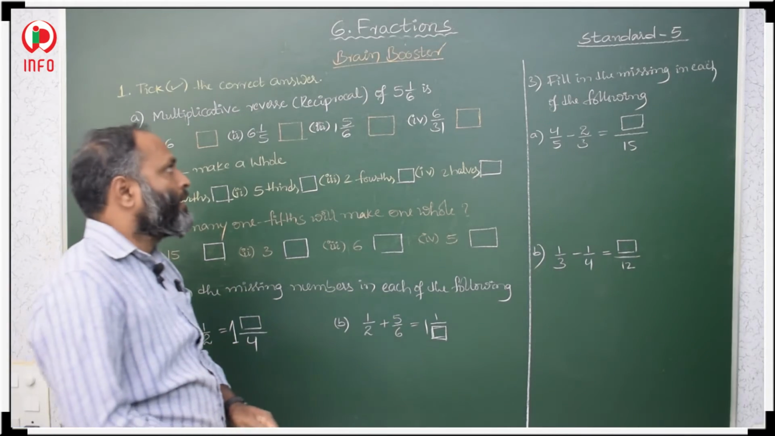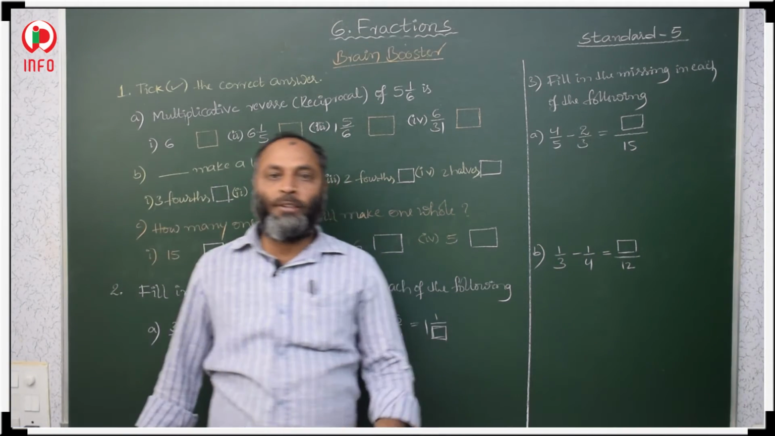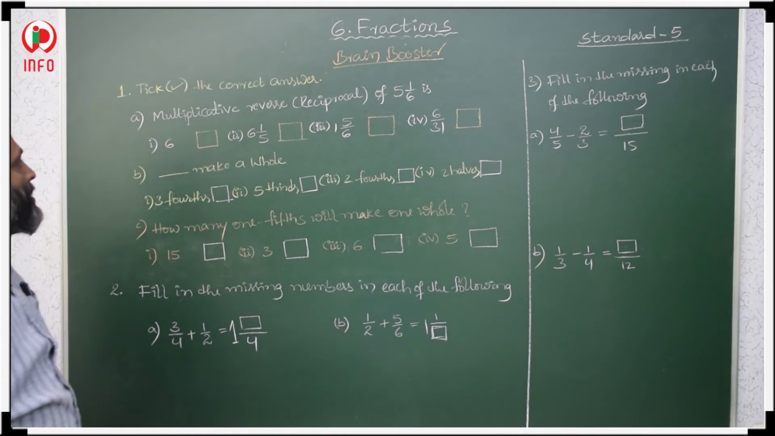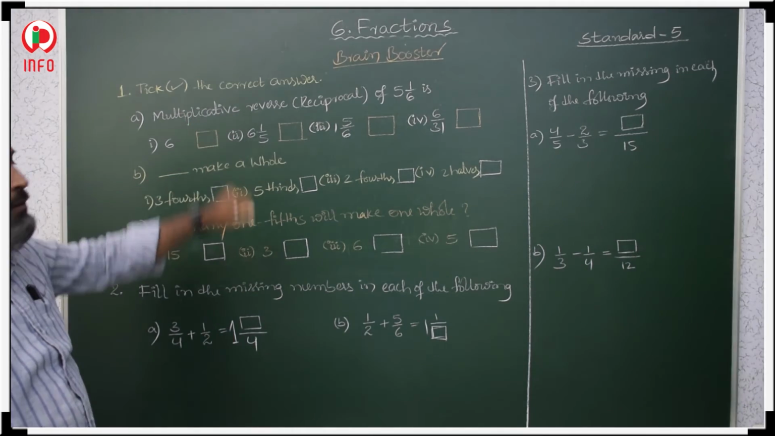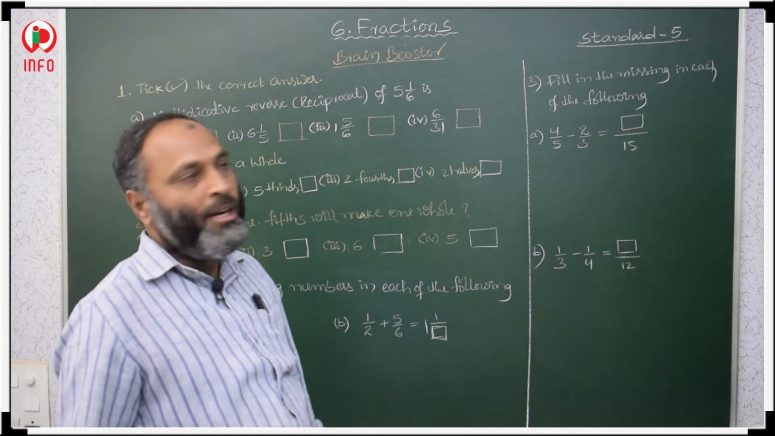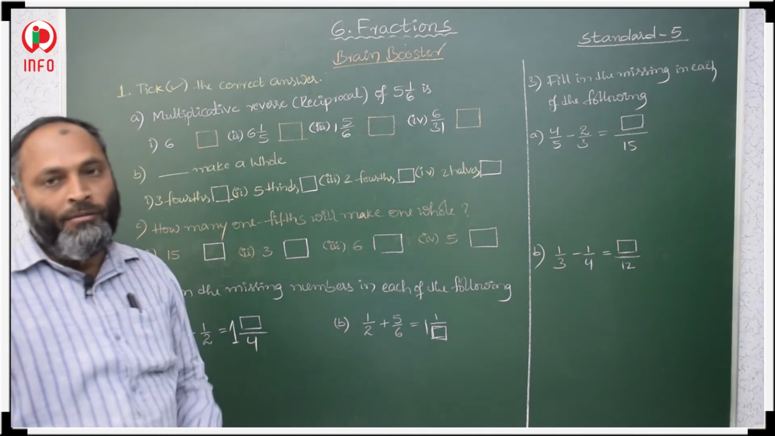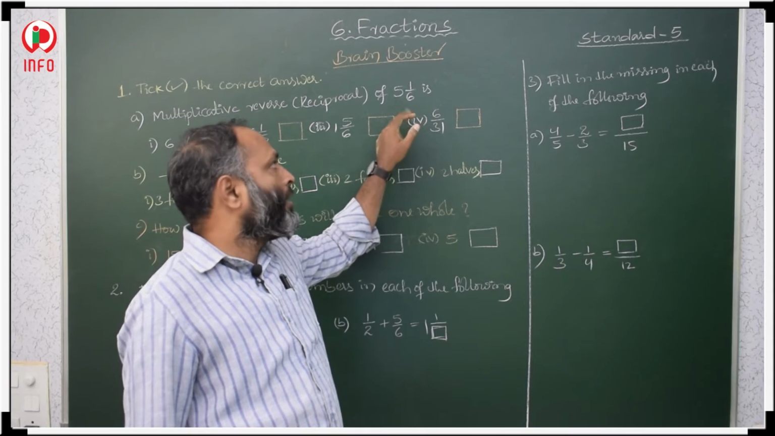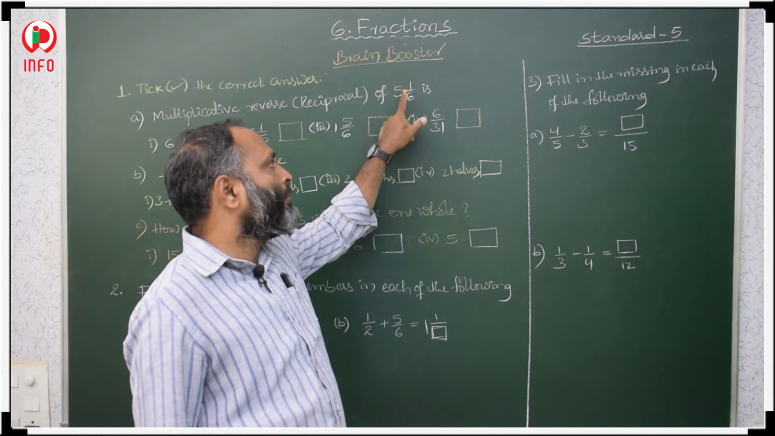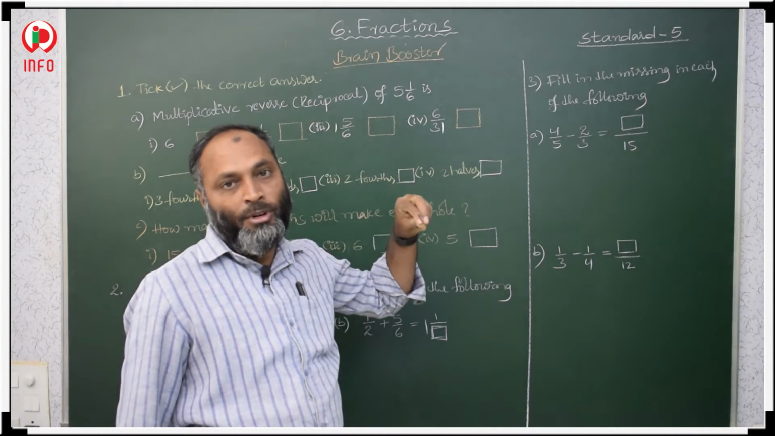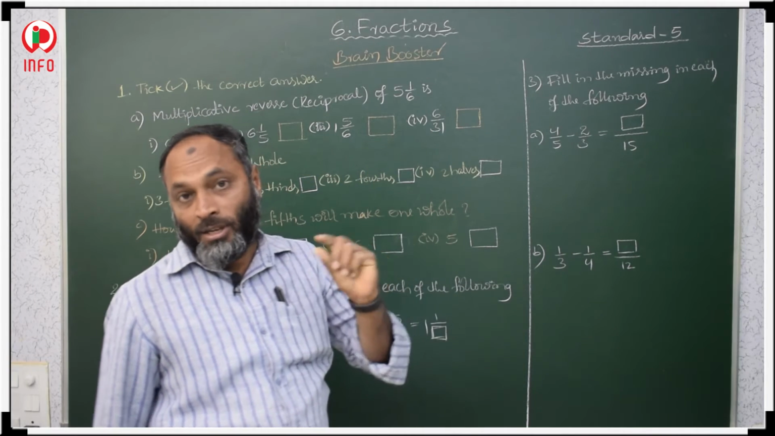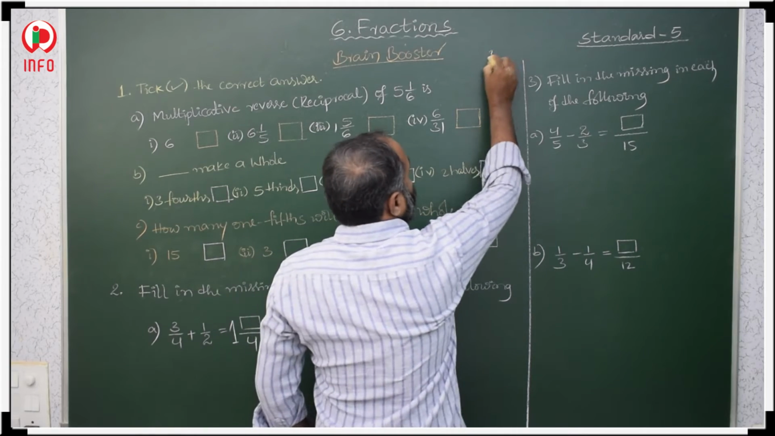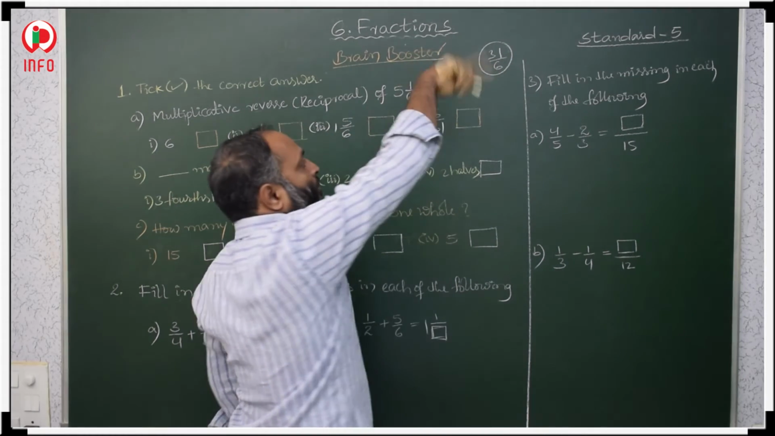Now next, brain booster. In this brain booster, we recapitulate what we did in the textbook and also in the workbook. First we are going to do the multiplicative reverse, meaning the reciprocal. What is the multiplicative reciprocal of 5 1 by 6? This is a mixed fraction. First we have to convert it into improper: 5 6s are 30, 30 plus 1, 31 by 6. So 31 by 6 is an improper fraction.